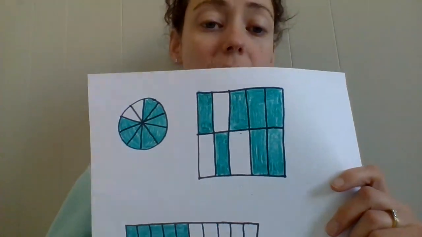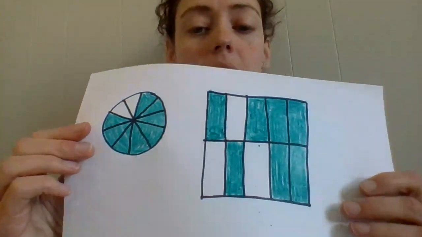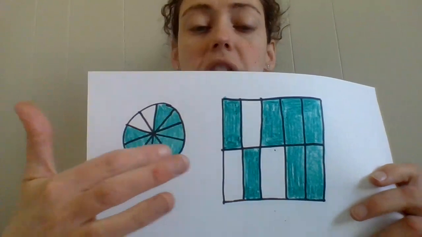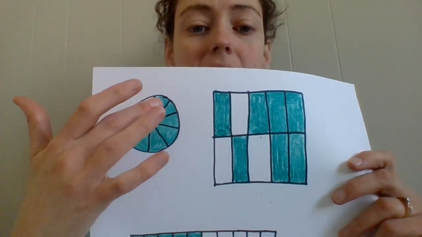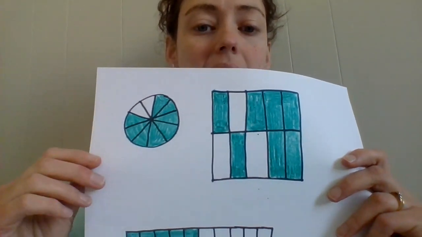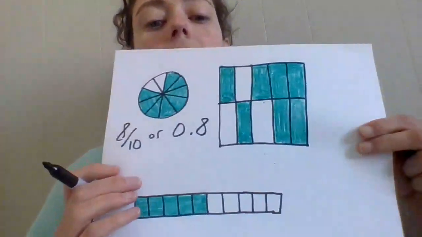Well, you know how to do them as fractions, so let's see. If there's 10 of these, there's 2 blanks, so that means 8 of them are colored, so 8/10. How would we write that? That would be 8/10 or 0.8, like this, okay?